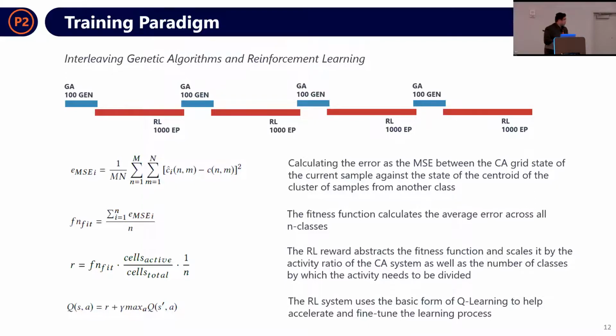activity across the board. And then lastly, we use very simple Q-learning, where the states are representative of the different kernel parameters that we were trying to optimize, and the actions are basically moving the parameters up and down in value by certain increments.